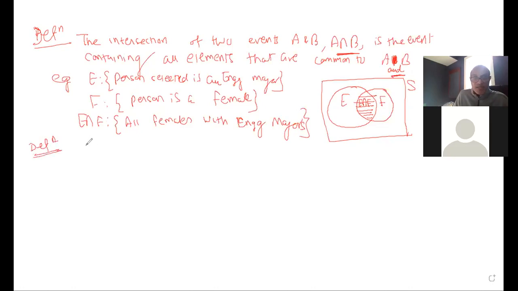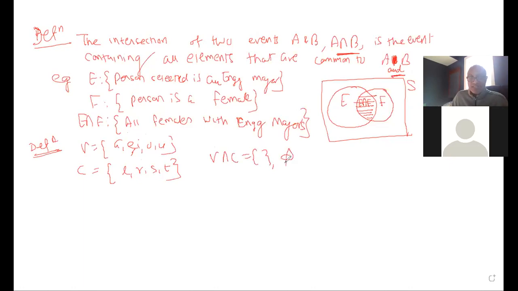Second definition, or the next example. Let V be all vowels, A, E, I, O, U, and C be some other letters, suppose L, R, S, T. Naturally, V intersection C is the empty set, phi. If I plot the graph, this is my S, this is my V and this is C. Nothing is in the overlap, because here we have A, E, I, O, U and here L, R, S, T.